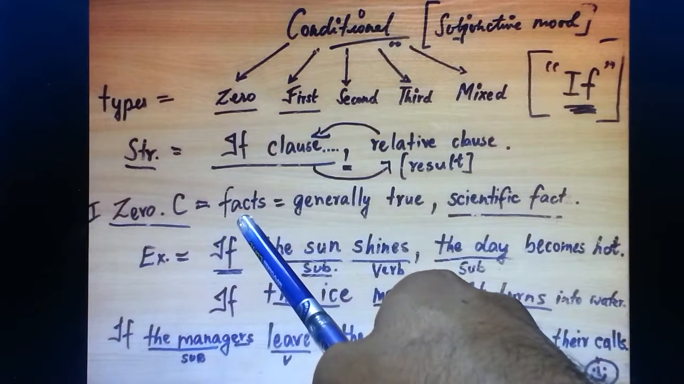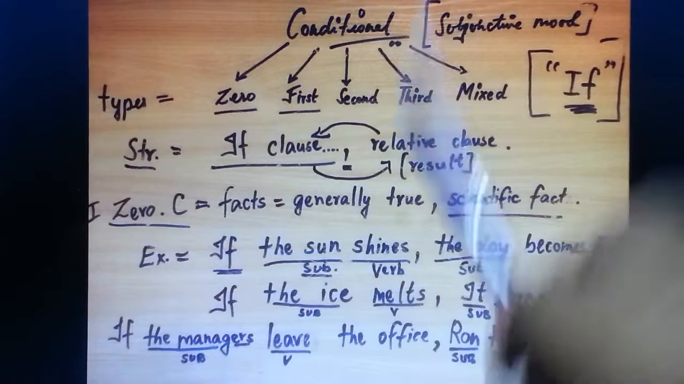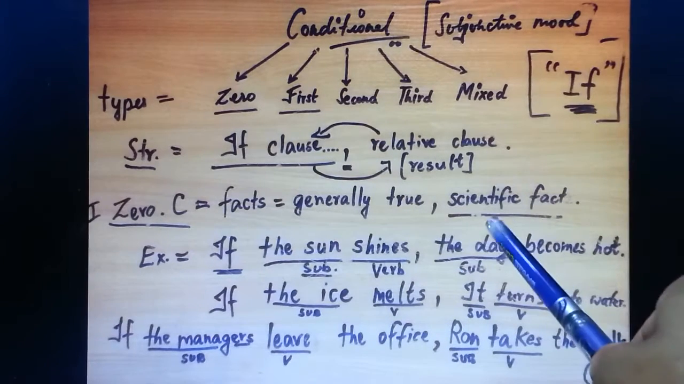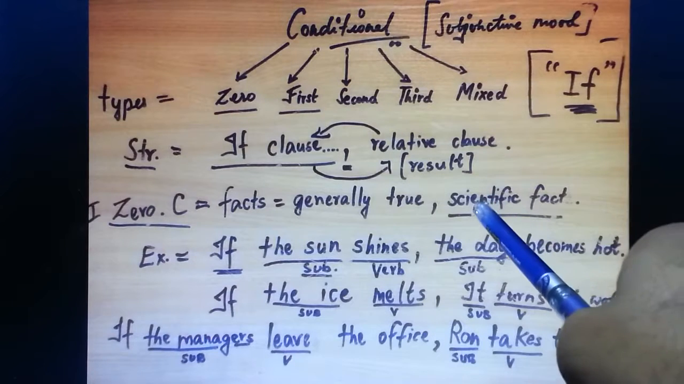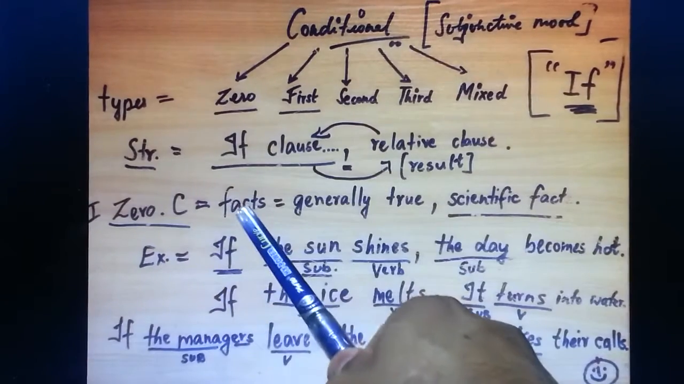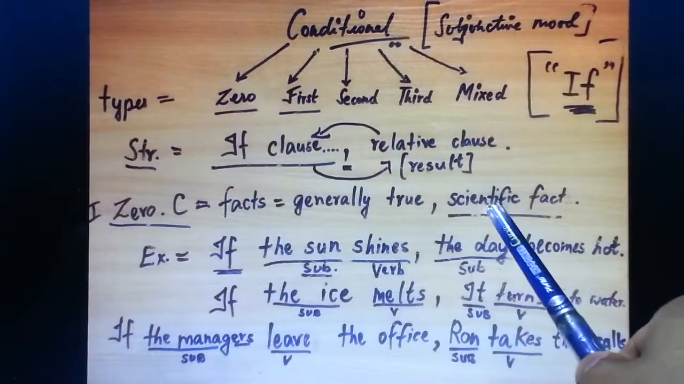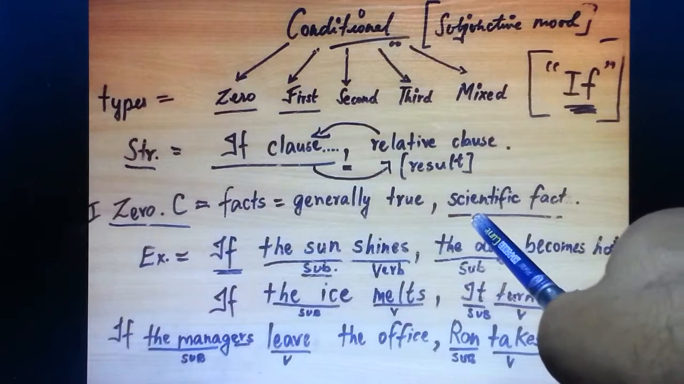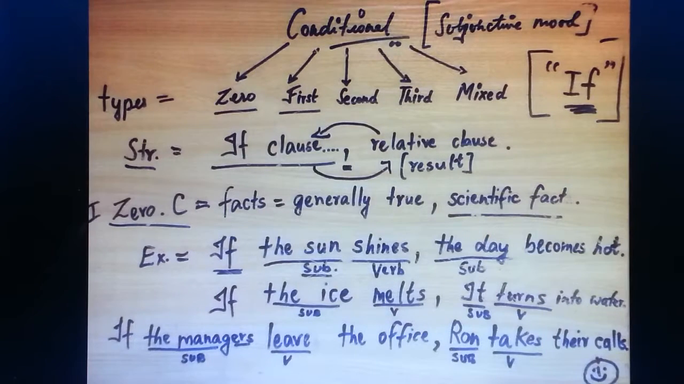Zero conditionals are facts that are generally true, and they are scientific facts. That means they are scientifically proven. That is something that is coming from the nature. You can't change the rule of the nature. So whatever comes from the nature, it is totally from God. I hope you understand that. Well, so zero conditionals are facts that are generally true, and they are scientific facts, that means facts that are scientifically proven.